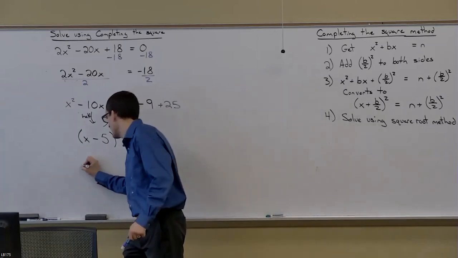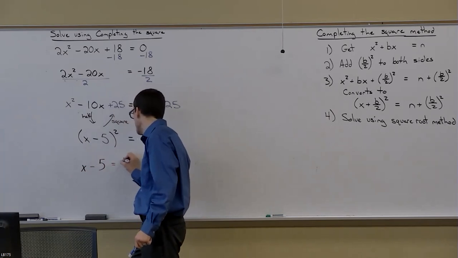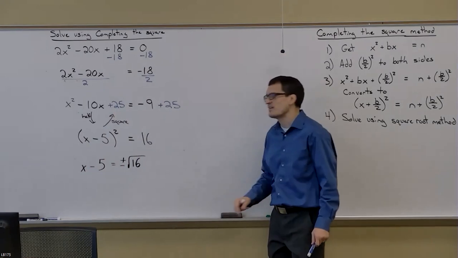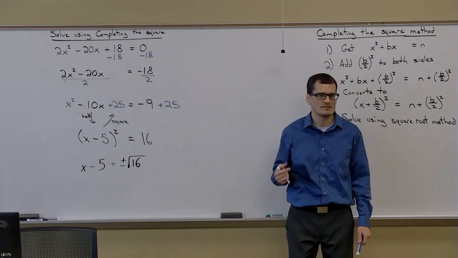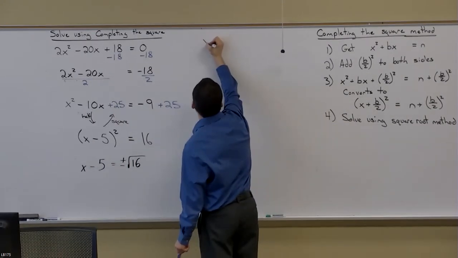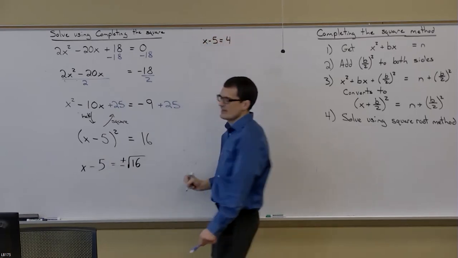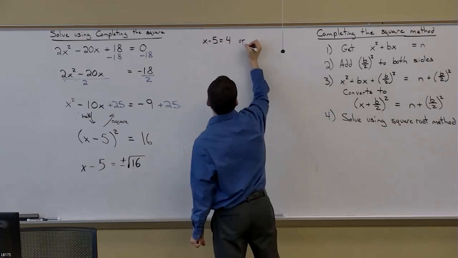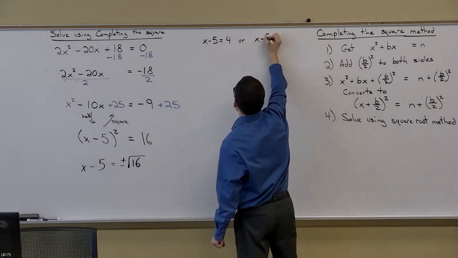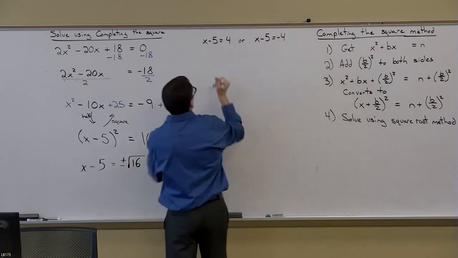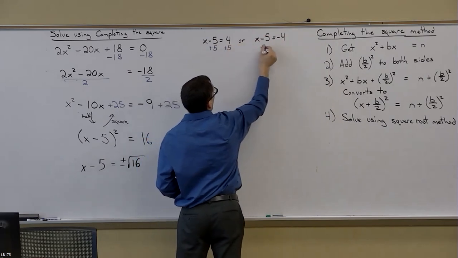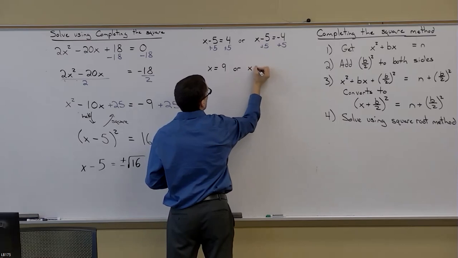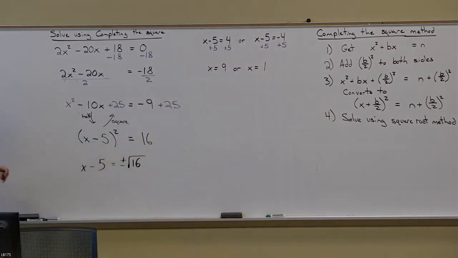And now I apply that square root method. So I get x minus 5 is either the positive version or the negative version of the square root of 16. Now, the nice thing about 16 is that it's a perfect square. So square root of 16 is just 4. So I either get x minus 5 is equal to a positive 4 or x minus 5 is equal to a negative 4. Adding 5 to both sides yields two answers. Either x is 9 or x is 1.